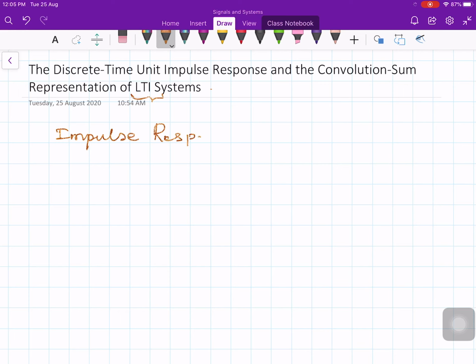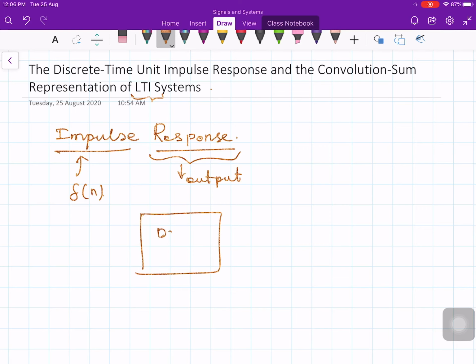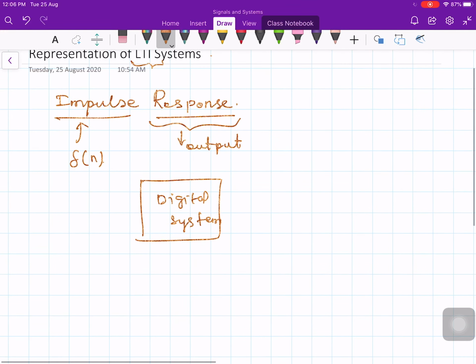Okay. So when I say response, it means output, and here impulse is denoted by del of n. So the definition is simple. You have a digital system, right? You apply del of n as an input. Okay, input is del of n. Whatever the output is, we will denote it by h of n. So this is called an impulse response because the input is impulse.